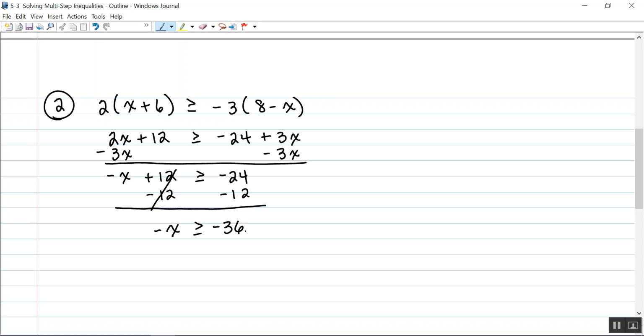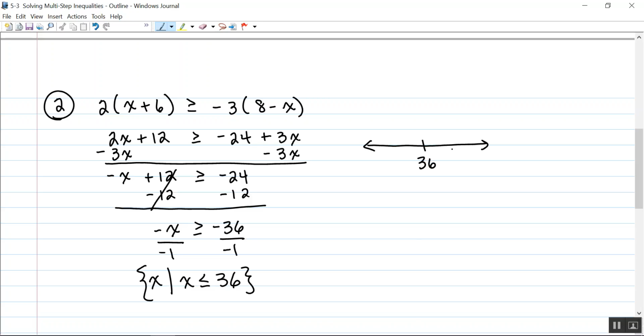And I don't want to know what negative x is, I want to know what positive x is. So I'll divide both sides by a negative 1. Or you could multiply both sides by a negative 1. But either way, it's a negative 1, so my inequality sign flips from a greater than or equal to a less than or equal to 36. And I'll put it in set builder notation. Do my graph up here. It's a less than or equal to, so a solid dot over 36 and going to the left.